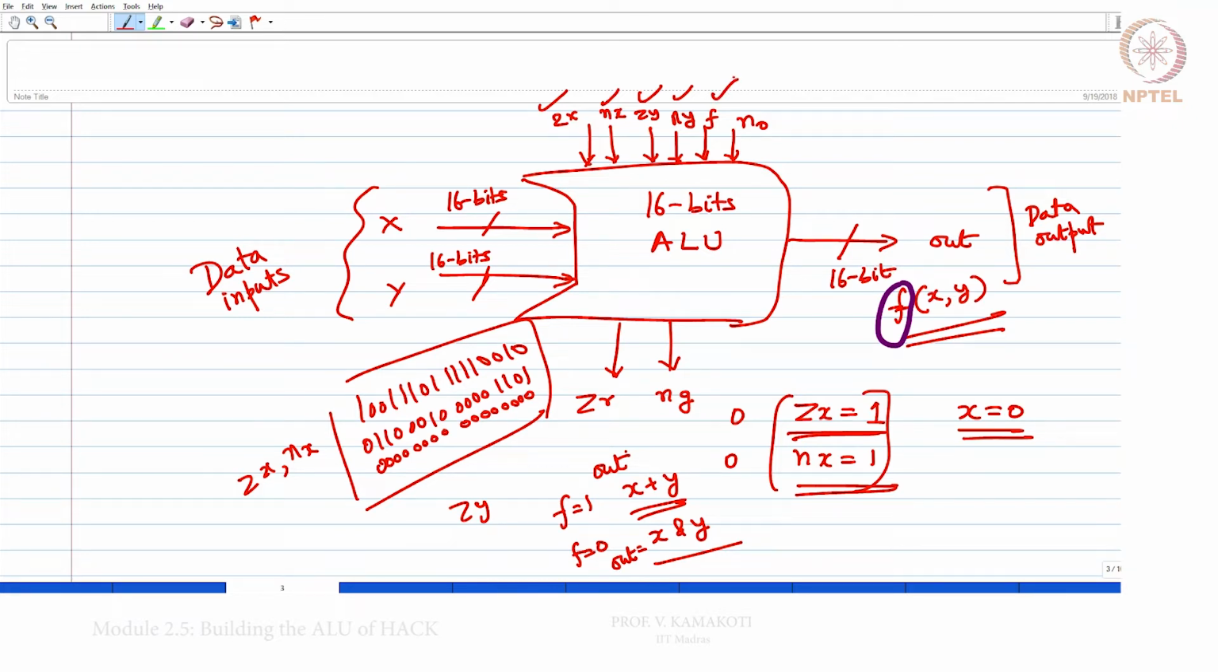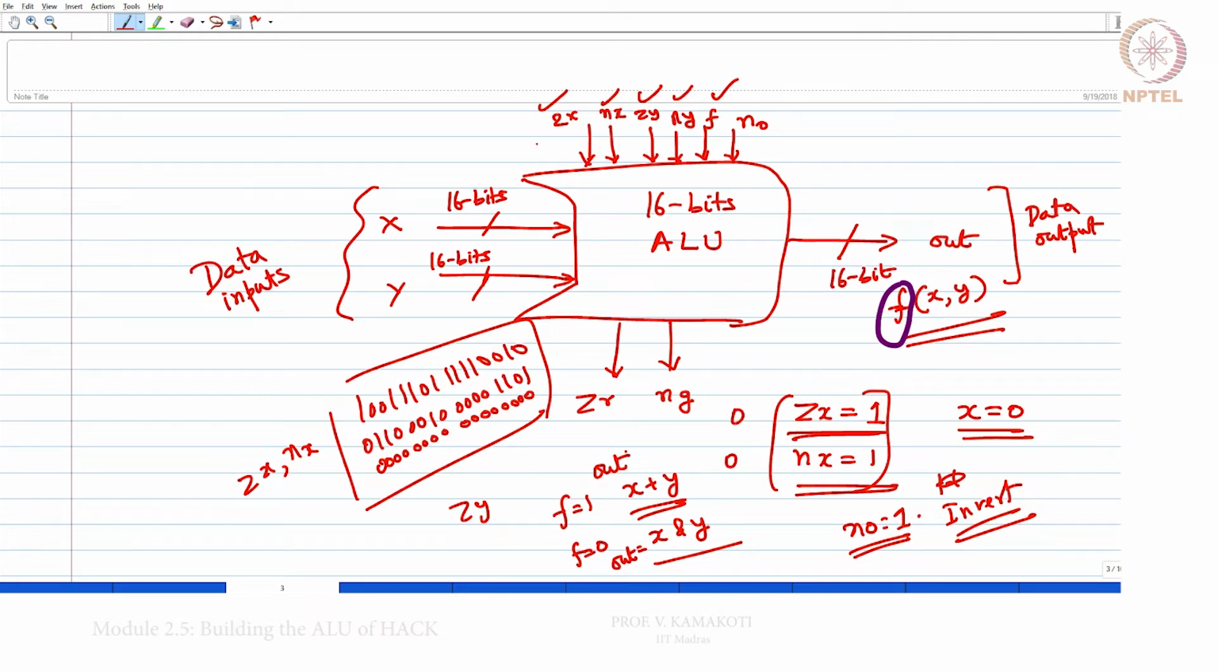And what is No? No is after you compute the output. If No equal to 1, after you compute this f of x comma y, whether it is x plus y or x and y, you invert it. So the normal output will get inverted when No equal to 1. When No equal to 0, the output will come as it is.